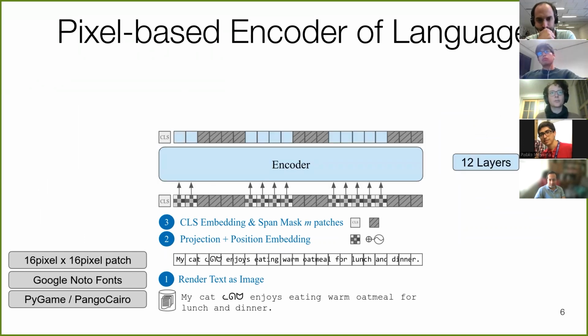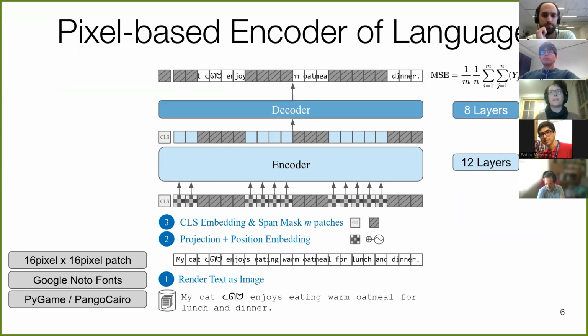These are then fed to an encoder, which has 12 layers, pretty standard, and is trained with a mean squared error loss over the reconstructed patches that are masked in the input. So they're compared with the reference from the sentence and then trained.